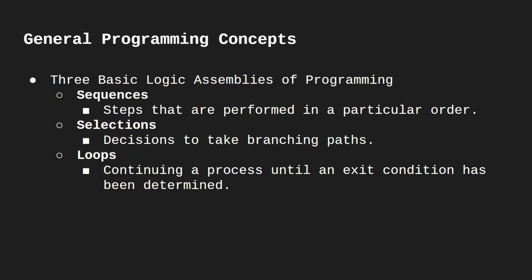So there are three basic logical constructs inside of programming. These general concepts are sequences, selections, and loops. Being able to do those three things gives you the ability to create computer programs. And in the next part, we will dive a little bit deeper into each of these particular subcategories.